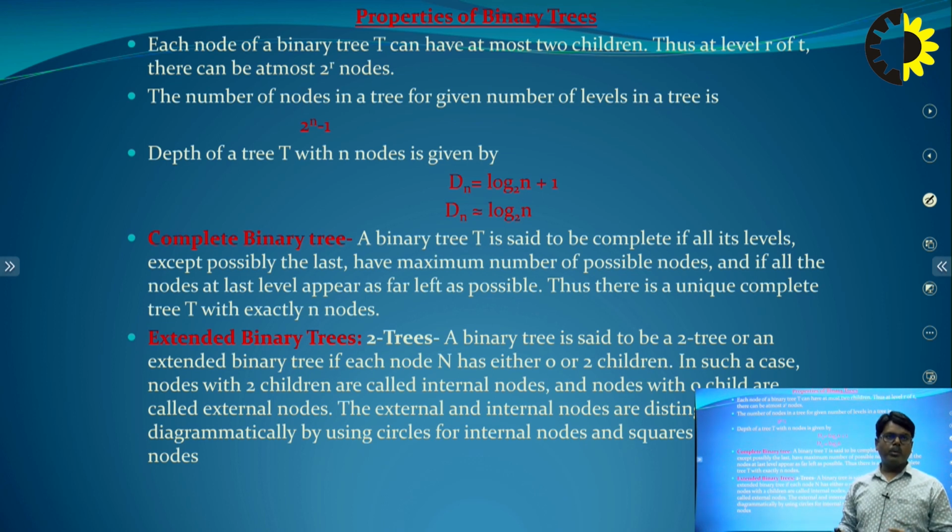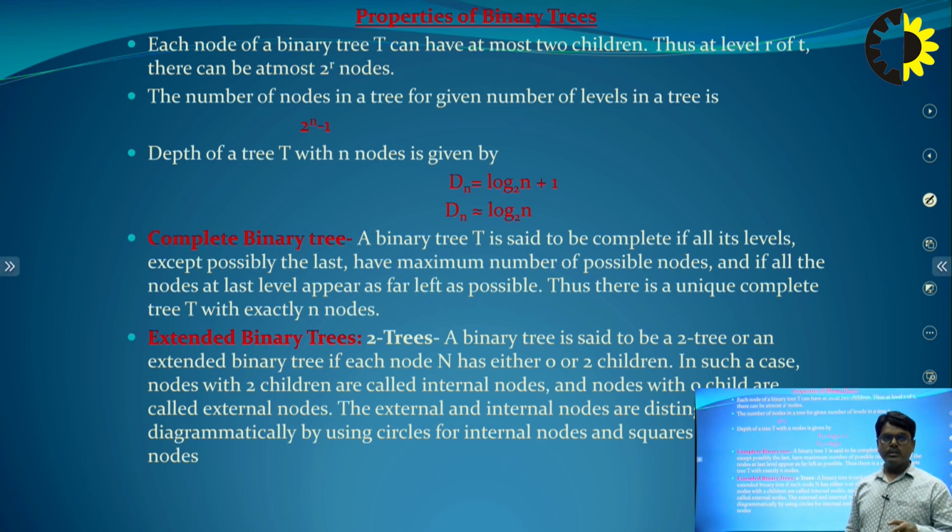Now, what is the property of this binary tree? In a binary tree, each node can have at most 2 children. Thus, at level R of a tree T, there can be at most 2 to the power R nodes. This is the mathematical formula that can help to find out how many nodes are there in a tree at a particular level.